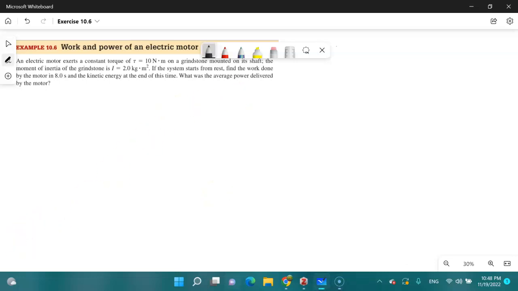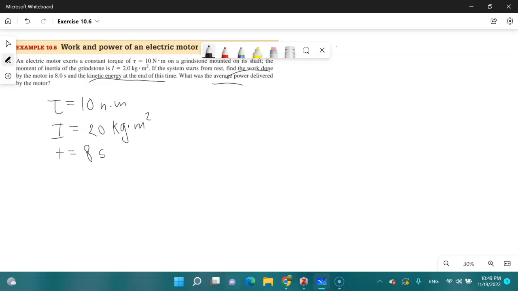Okay, so now we can start writing down the values that we already know and that were given to us. We know that the torque is 10 newton-meters, and the inertia is 2.0 kilogram-meters squared. And lastly, we know that the time we're being asked about is 8 seconds. We're being asked to find the average power delivered by the motor, and also the work done and the kinetic energy at the end of the 8 seconds.